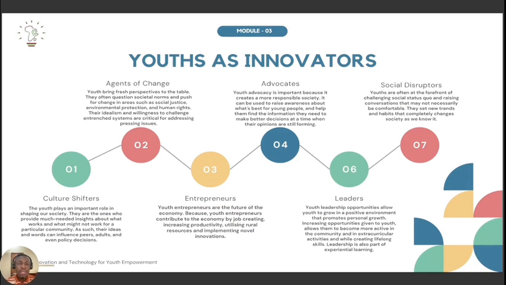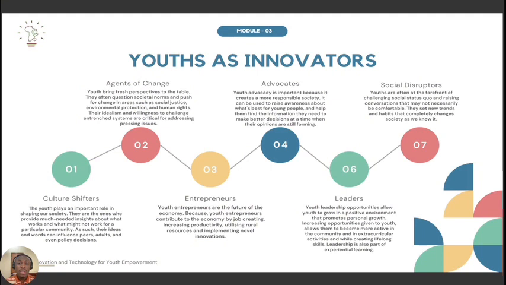Then also, youth as innovators are agents of change because they always bring fresh perspectives to the table, and they often question societal norms and push for change in areas such as social justice, environmental protection, human rights, and their idealism and willingness to change entrenched systems that are not working are critical for addressing pressing issues.